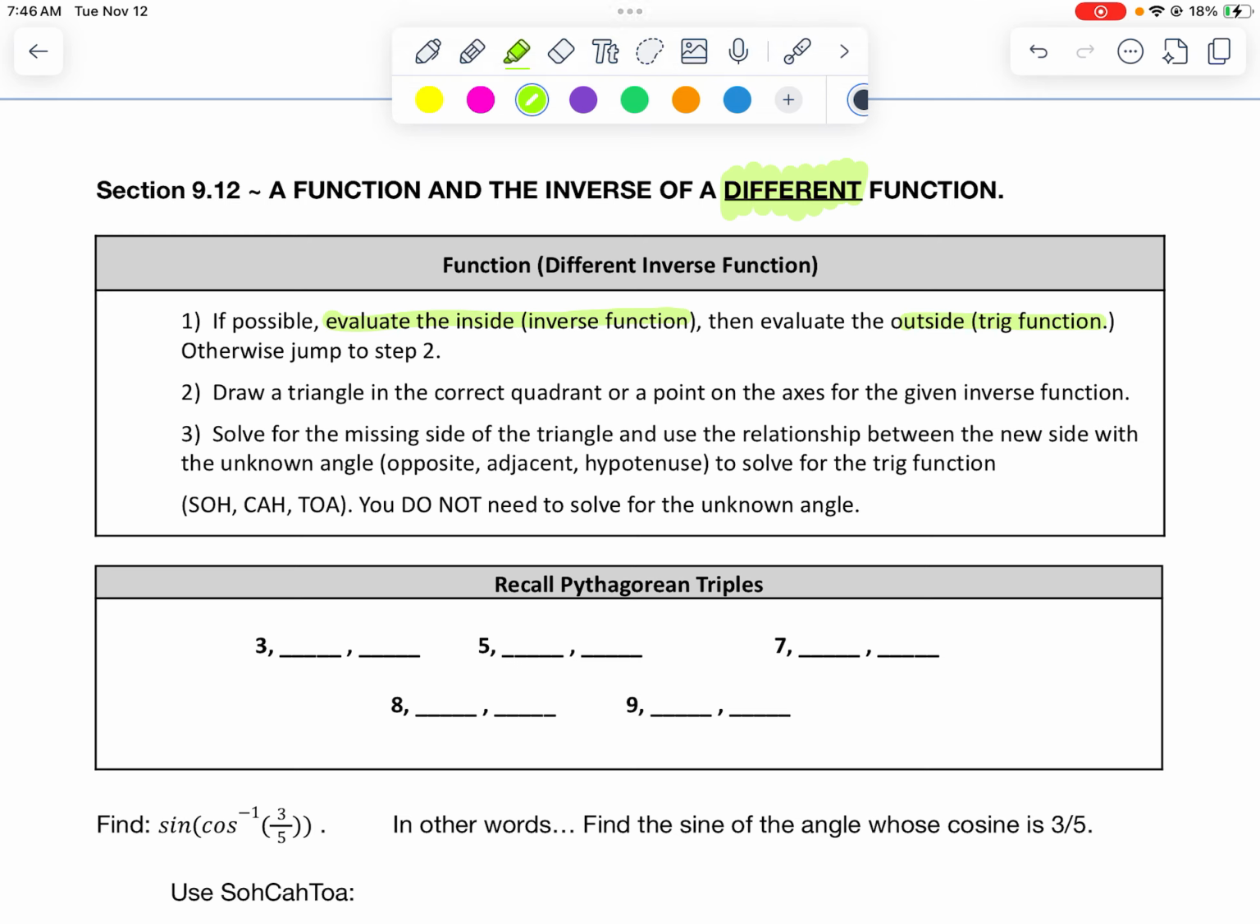Okay, and then we know that we can draw a triangle in the correct quadrant, and then you guys can use what you know about SOHCAHTOA, sine-opposite-adjacent-hypotenuse, to solve for the trig function.